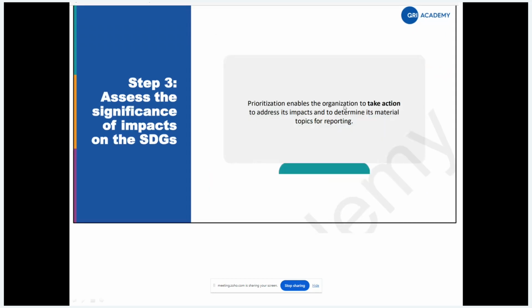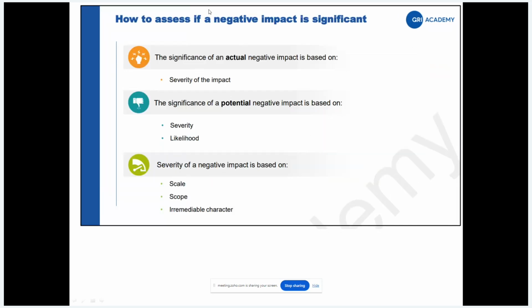Prioritization enables the organization to take action to address its impacts and to determine its material topics for reporting. So material topic means most significant topics. So how to assess if a negative impact is significant? The significance of an actual negative impact is based on severity of the impact. The significance of a potential negative impact is based on severity as well as likelihood, probability. And severity of a negative impact is based on scale, scope, and irremediable character.